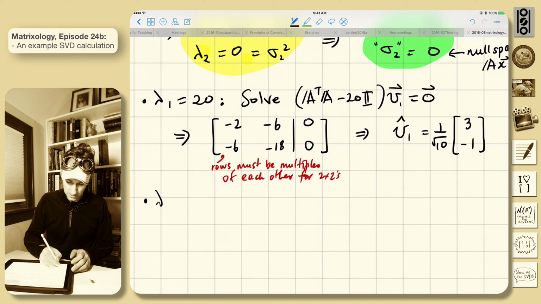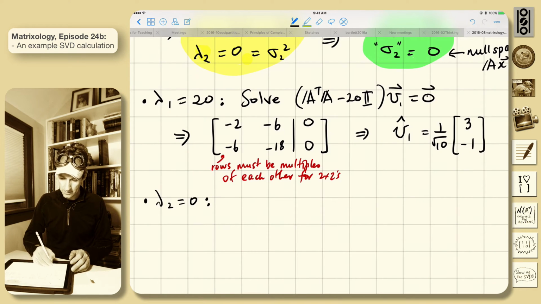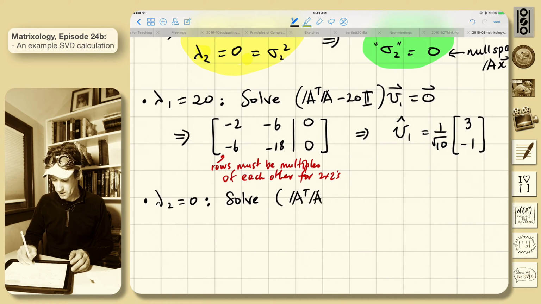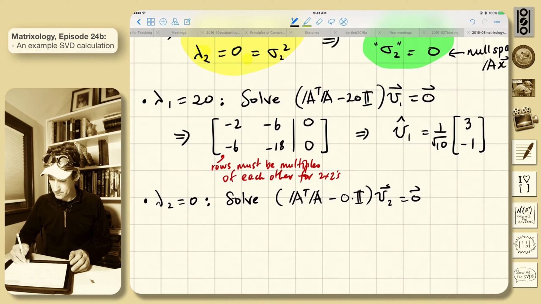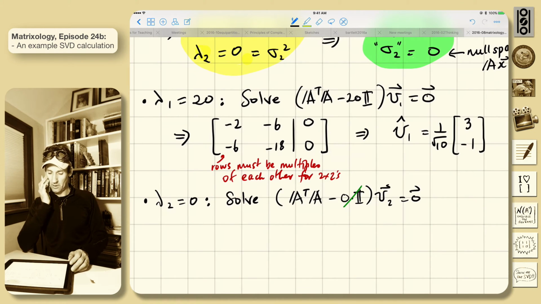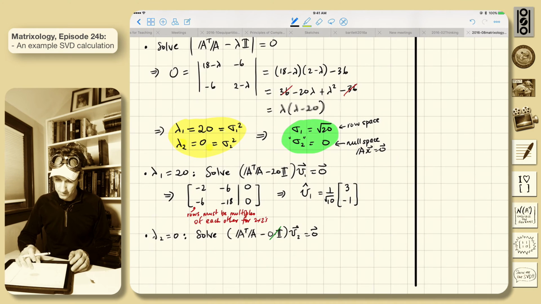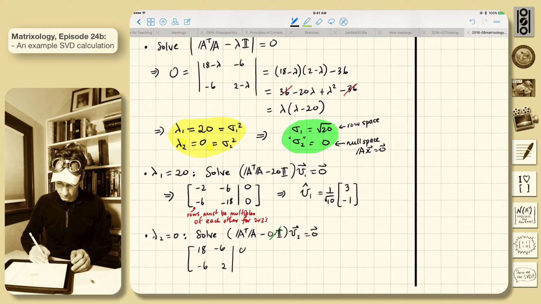So lambda 2 equals 0. Right, so now we're going to solve actually the straight up null space problem, A transpose A minus 0 times the identity, times V2 equals 0. Right, so that's out. Okay, good. So this one is simpler. We're not subtracting anything off, so there's 18, 6, minus 6, and 2. There's a minus 6 there too, right? 0, 0. Right, just taking this construction.